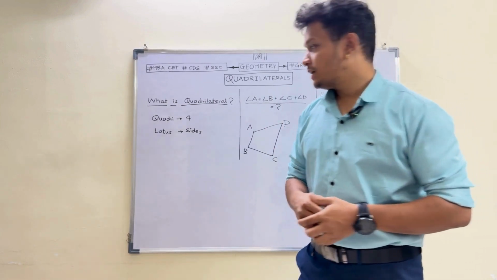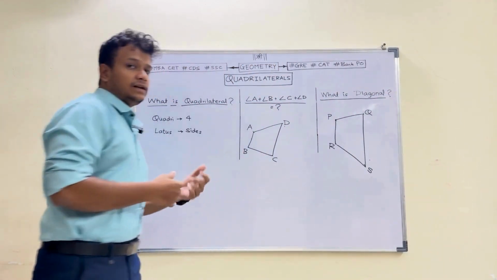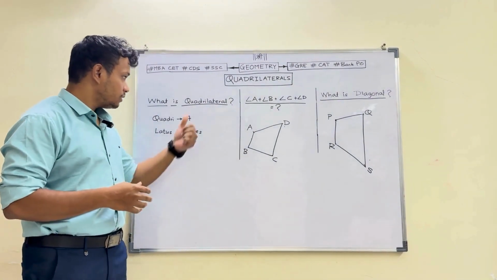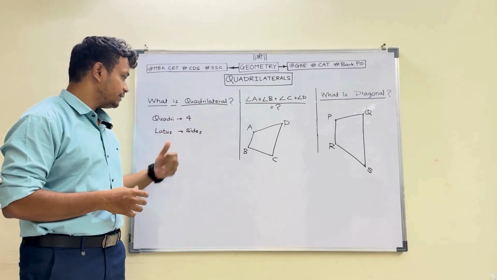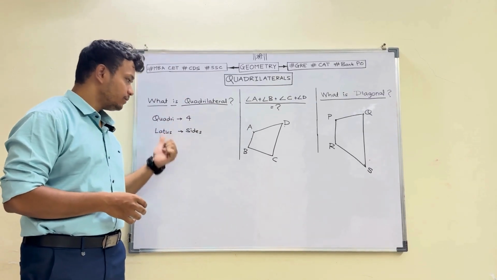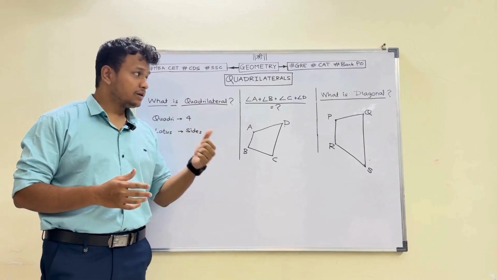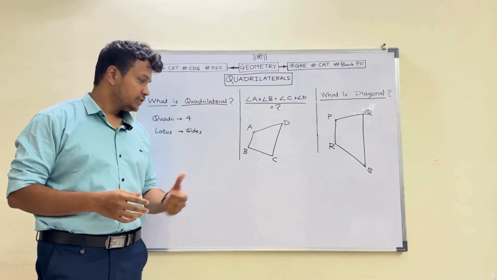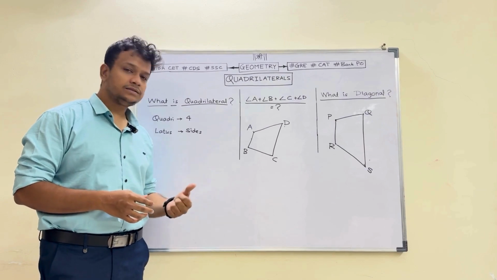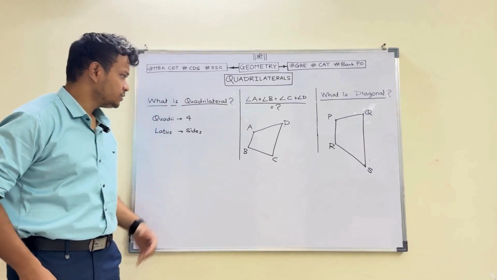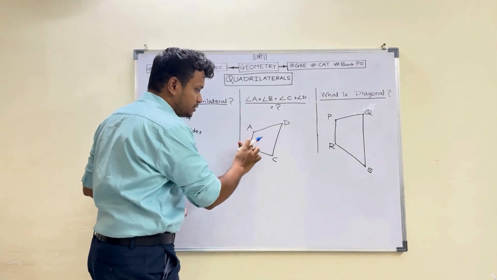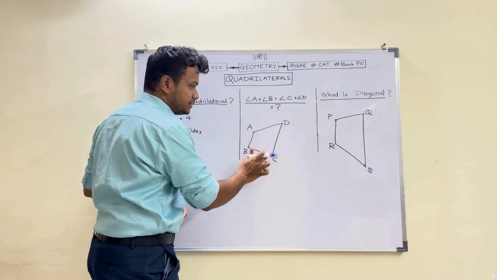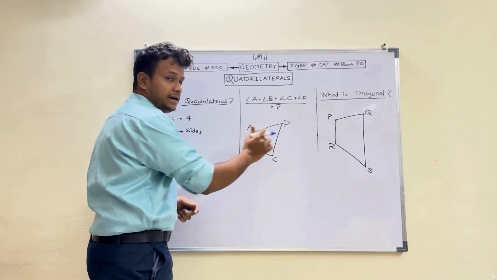So let's move to the quadrilaterals. What exactly is a quadrilateral? The word is defined from two Latin words, quadri and latus. Quadri means four, latus means sides. So a quadrilateral is a 2D shape which has four sides, four angles and four vertices. If you see here, I have drawn one quadrilateral for reference. It has four sides, four angles and these four vertices A, B, C and D.